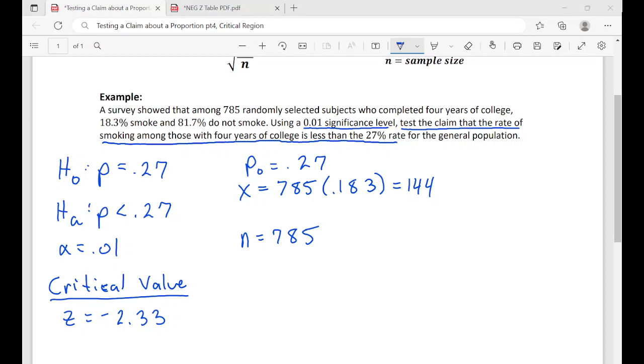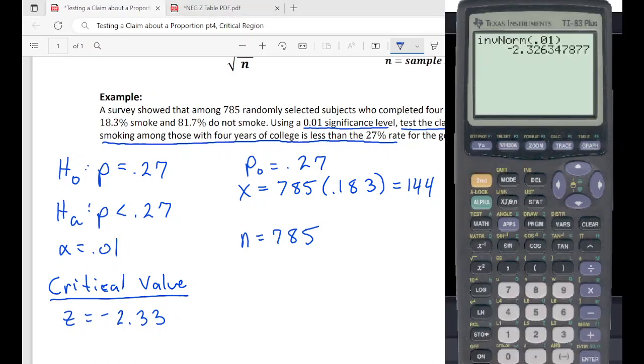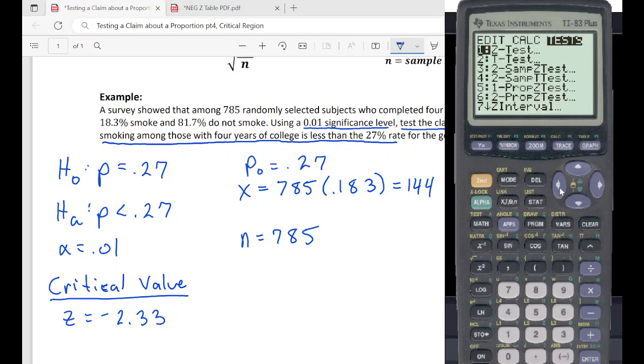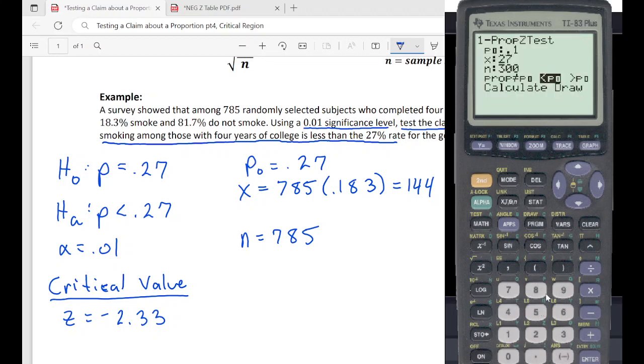So we have all this information, and now we can go into our calculator and type it into our one prop z-test. So bring up our calculator, and we're going to go to stat test and number 5, one prop z-test, and our p-naught is going to be 0.27, and x is going to be 144. But let's say you didn't do the arithmetic, but you just know it's 785 times 18.3%. We can just do 785 times 0.183. And we're going to get 143.6, which is not possible. You cannot have a decimal in here, so we would just go in and round this up to 144. And then n is 785. And the alternative is less than from what we have back at the beginning.